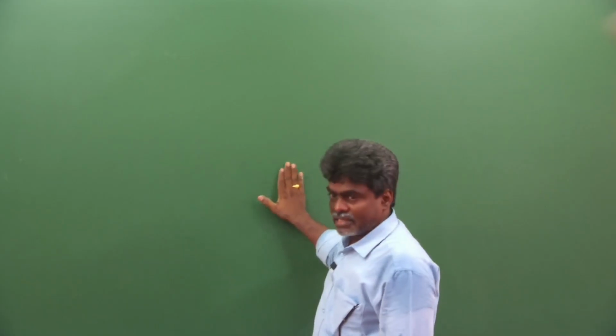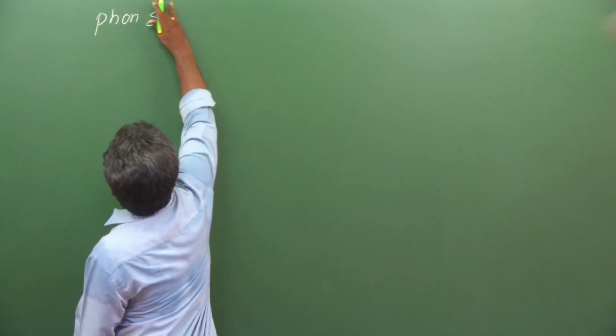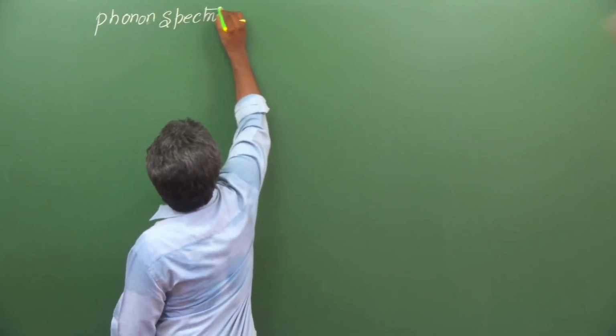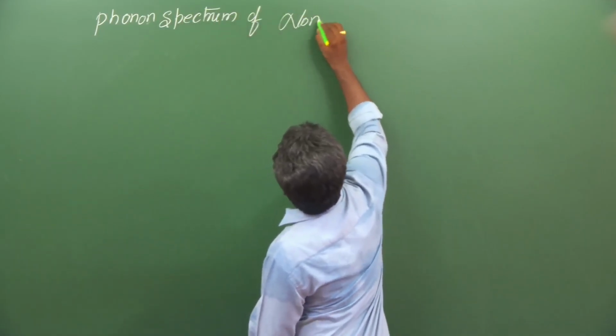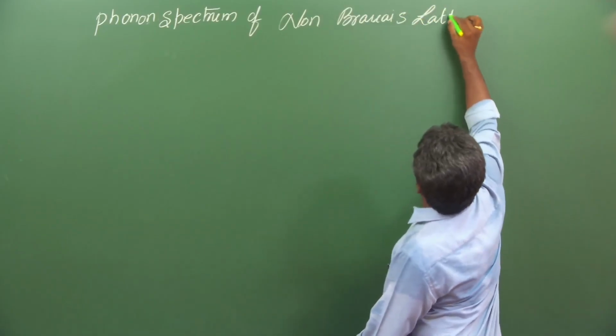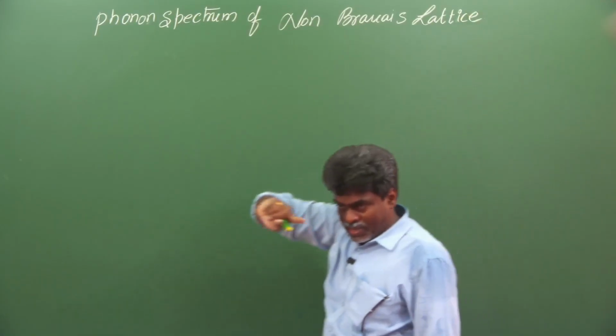Ready, stop. So this is also given in CSIR, and most of the times given in the GATE exam, but very important. Listen carefully. So here we are discussing the phonon spectrum. Very important. Phonon spectrum of non-Bravais lattice. Non-Bravais lattice means it is having a number of lattice points per unit cell more than 1.